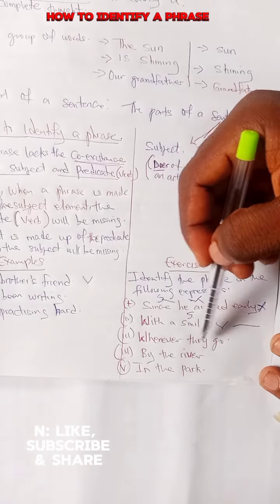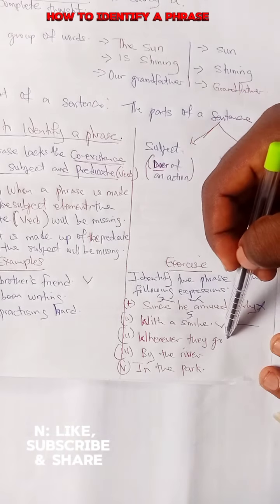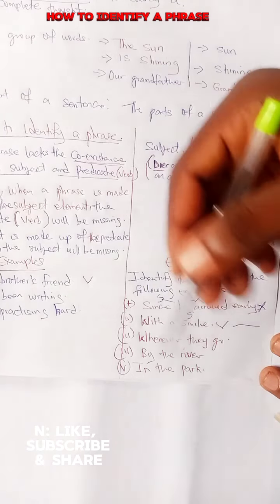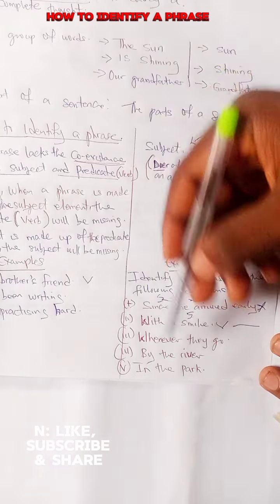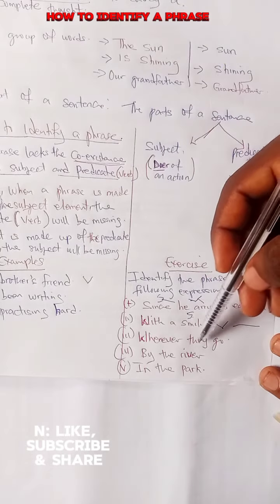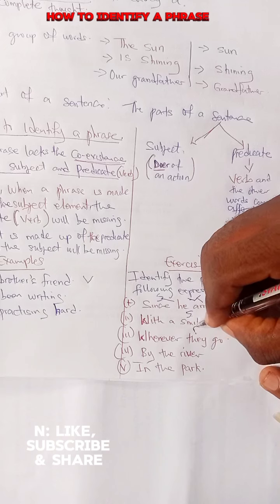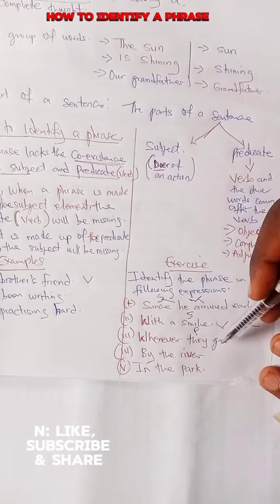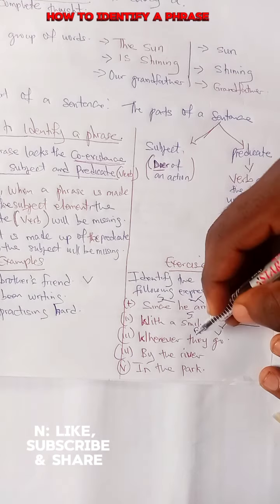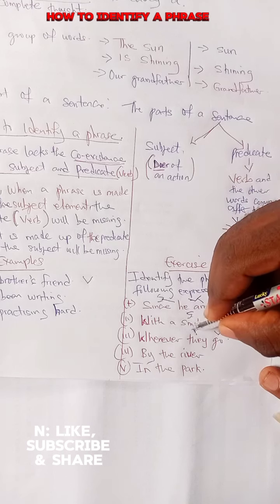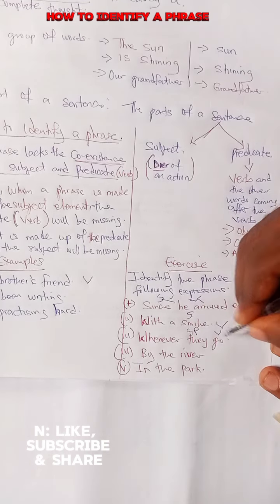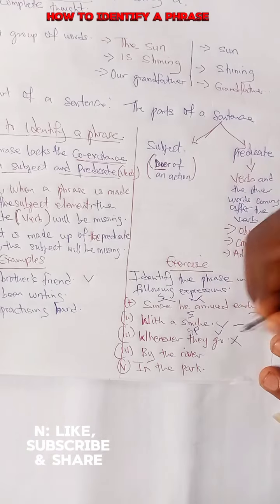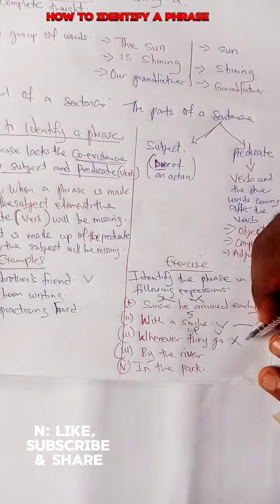Now let's look at this: "Wherever they go." "Wherever" is an adverb, stating where. Then you have "they," which is the pronoun, and this makes it a subject. Then "go" is a verb. So in this case, we have the subject and the verb. We can't see this as a phrase, because we have the two elements coexisting. So this is not a phrase.